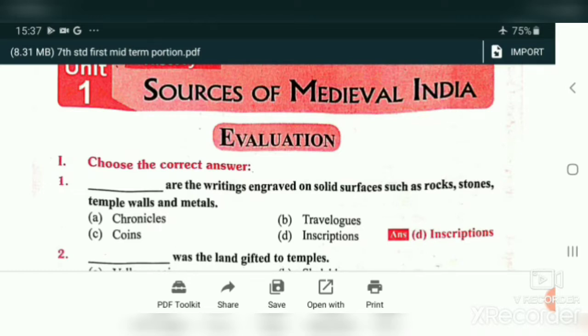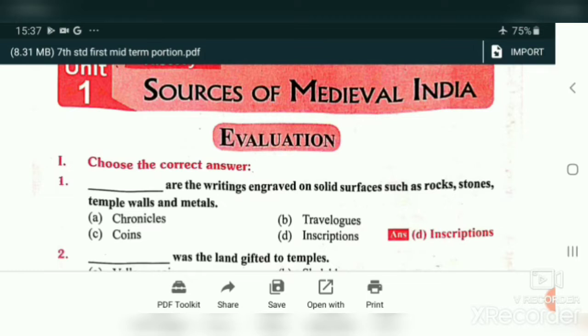Students, today we are going to write the first midterm exam in social. Already I have sent the portion for you. There are totally 4 lessons for our exam: History 1, Sources of Medieval India; Geography 1, Interior of the Earth; Civics, Equality; and Economics, Protection. First, we will revise the portion.